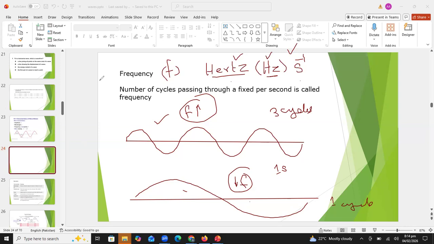All right. So it means frequency is defined as the number of cycles generated in 1 second. Okay. Now I'm going to clear the screen, students.